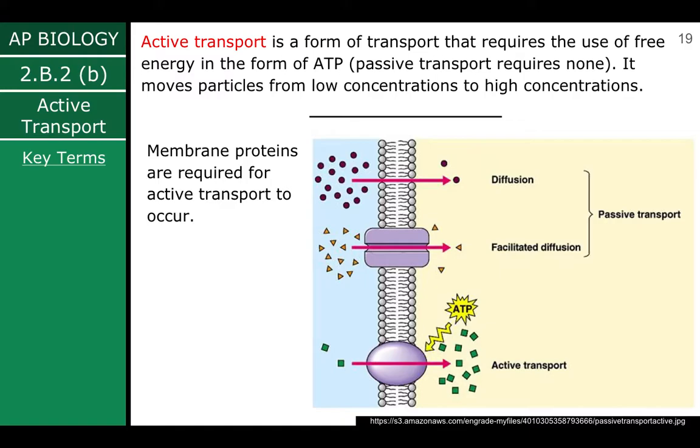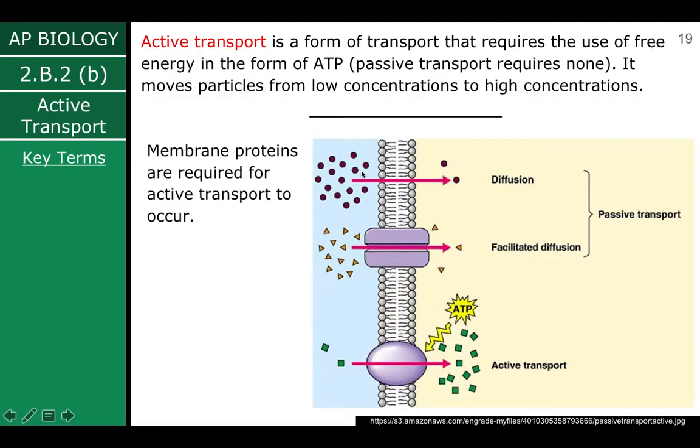All right, moving into active transport. Active transport is a form of transport that requires the use of free energy, which is going to be in the form of ATP. It moves particles from areas of low concentration to areas of high concentration, so against the normal gradient. Because it's going against the normal gradient, that's why we require energy.